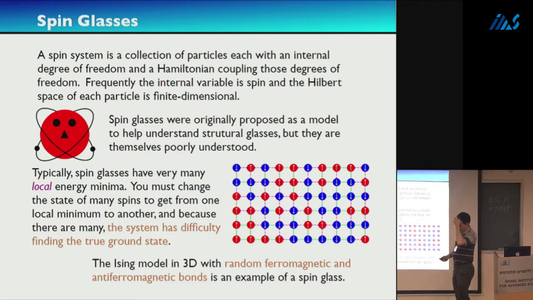And so spin glasses were a type of spin system that was originally proposed to help understand structural glasses, like window glass. But they turn out to have their own very complicated properties, and we don't really understand spin glasses either. So it has developed into its own separate field. Anyway, the thing about spin glasses is that when you try to cool them down to a very low temperature state, they don't cool down to your unique ground state. Instead, they get caught in local energy minima.